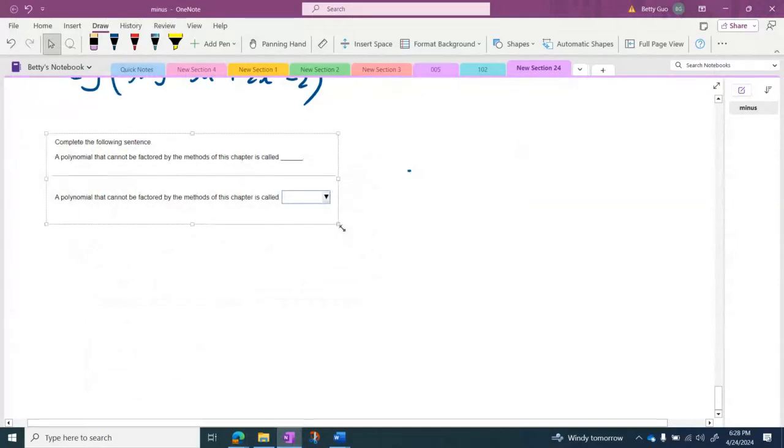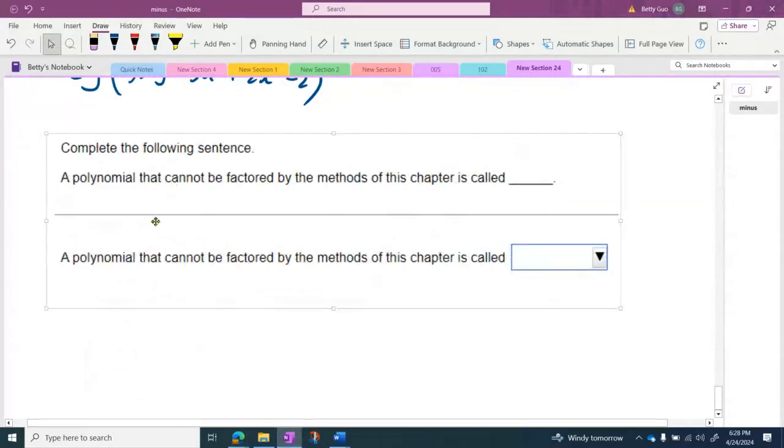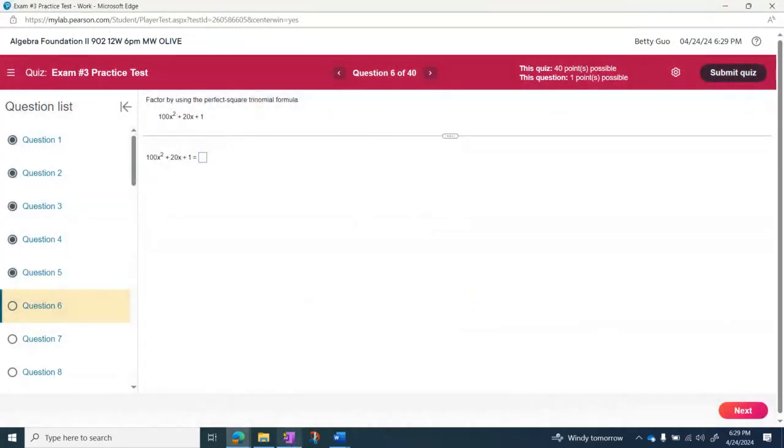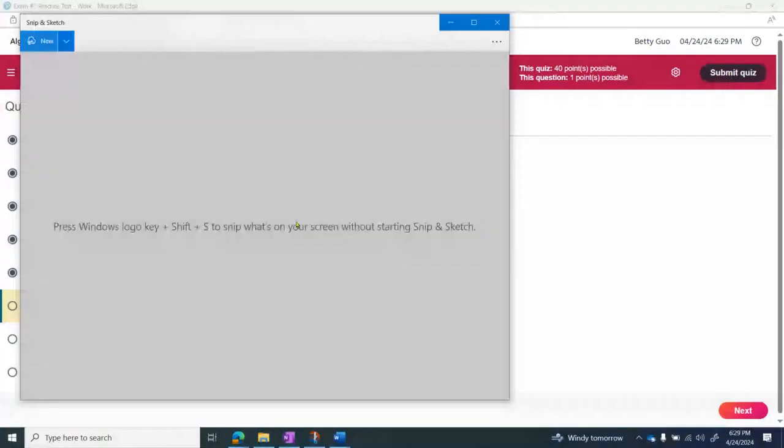Let's read the instruction. Complete the following sentence. A polynomial that cannot be factored by the methods of this chapter is called, okay, this is actually a simple question. Prime or not factorable. Prime. Next question. Copy paste.